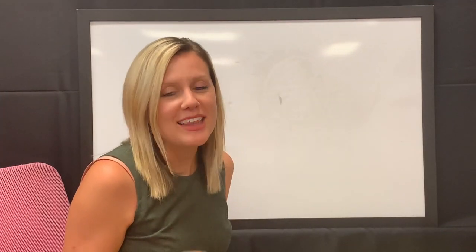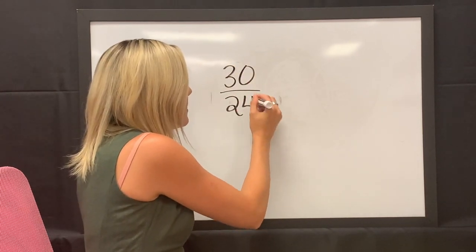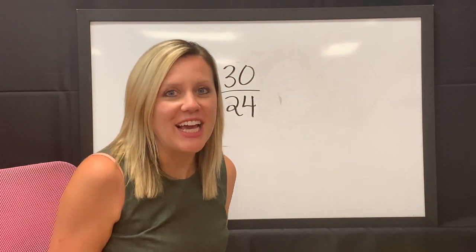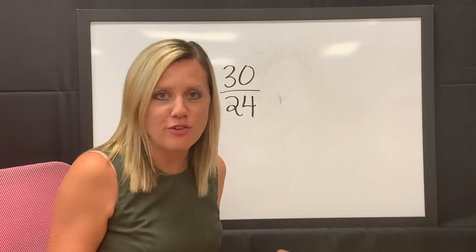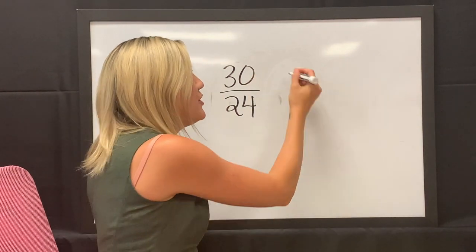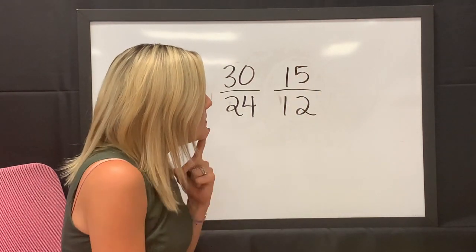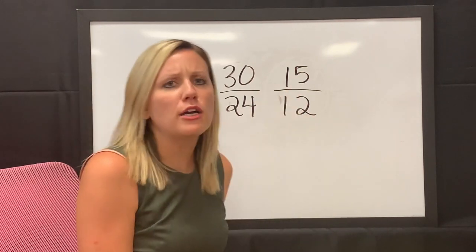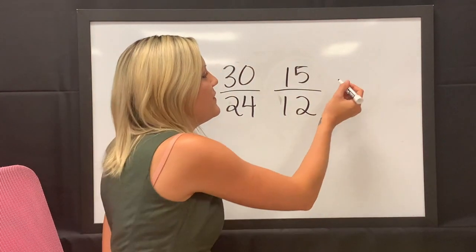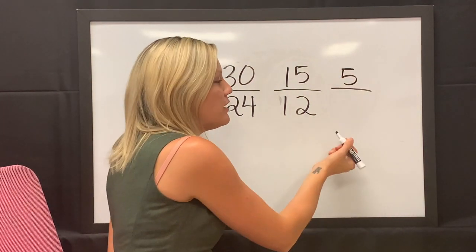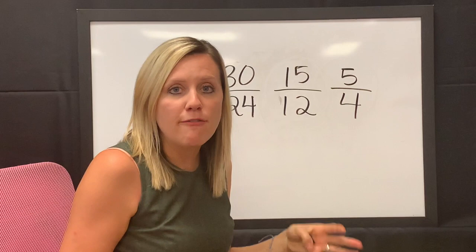Let's do one more. Let's do 30/24ths. Hopefully right away you saw that both of these numbers are even. So what we could do is we could just cut them in half or divide by 2. So half of 30 is 15, half of 24 is 12. Do you see another number that might go into those numbers? 3. 3 goes into 15 5 times. 3 goes into 12 4 times. So our answer is probably 5/4.